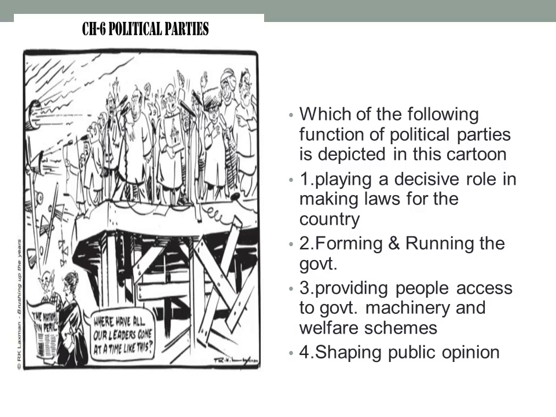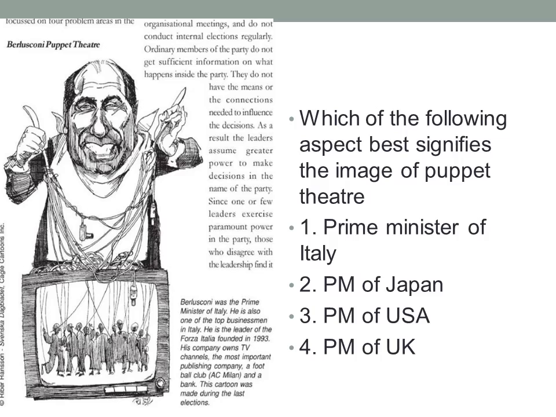and get the condition recovered. So the function that is required here is playing a decisive role: political parties to play a decisive role in making laws for the country. That is what this shows. So you can understand how confusing it would be if you do not read the images carefully. There is no caption given with this image in your NCERT book, but you need to understand it this way. Moving on to the next one.